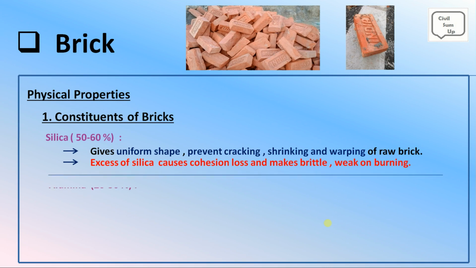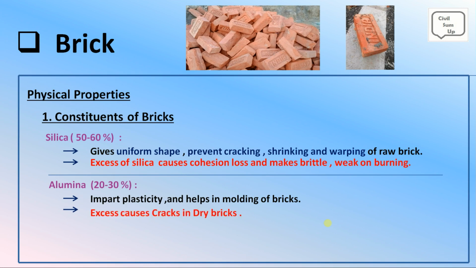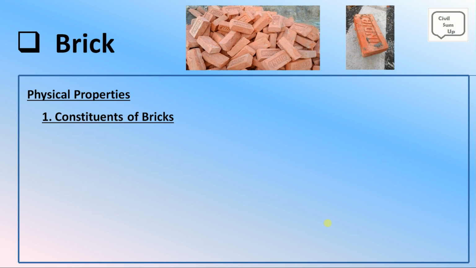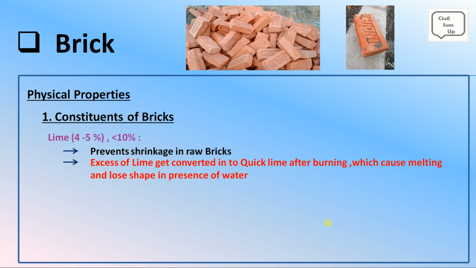The next component is alumina, that is 20 to 30% of a good brick, and it imparts plasticity and helps in molding of bricks. The excess causes cracks in dry bricks. The third component is lime, that is 4 to 5%, and keep in mind that the lime should be less than 10%, and it prevents shrinkage in raw bricks. The excess of lime gets converted into quicklime after burning, which causes melting and loss of shape in presence of water.